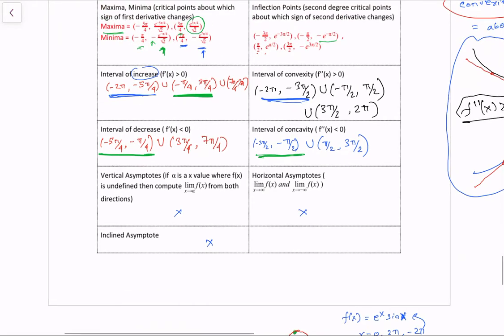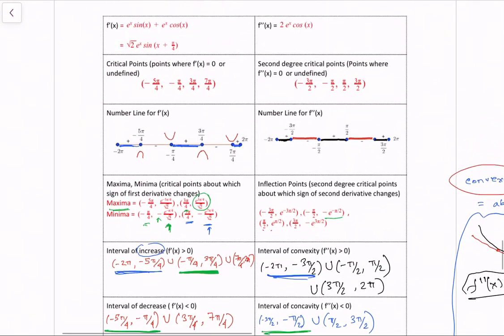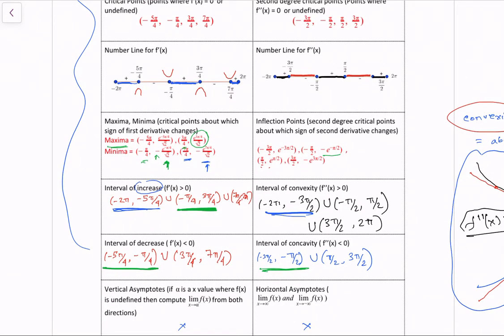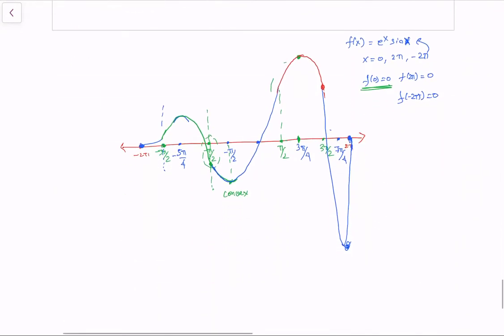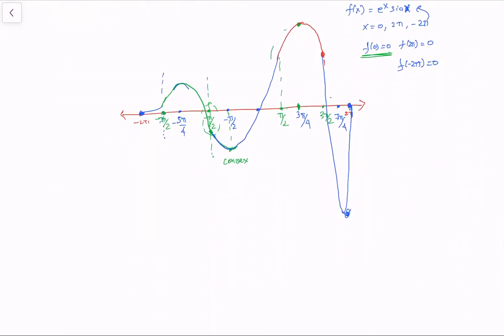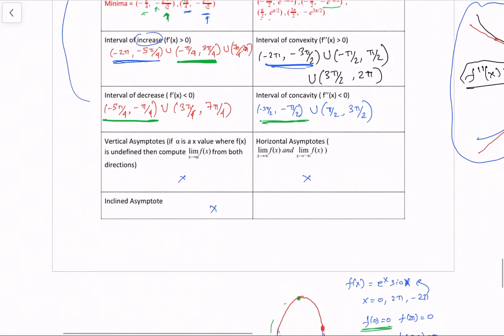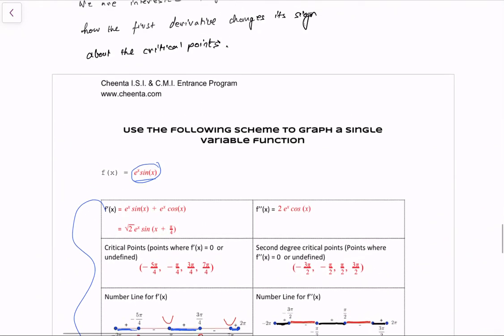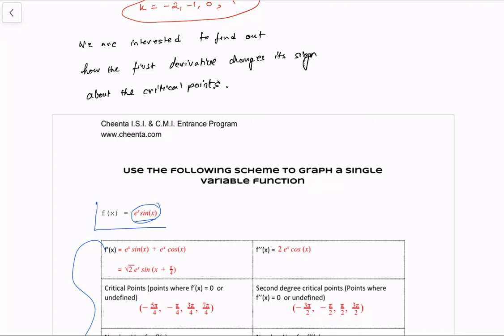Now, if you look into this particular chart, we used all this information that we found. We found the maxima, minima, inflection points, everything. And we incorporated it to draw this graph. And obviously, this picture is just an approximation of the actual graph. If you look at the actual graph, it looks a little bit different. You can draw it using software like GeoGebra or something like that. But this particular picture incorporates everything that we have computed, and it's a fairly good approximation of this function f of x equals e to the power x times sine x.